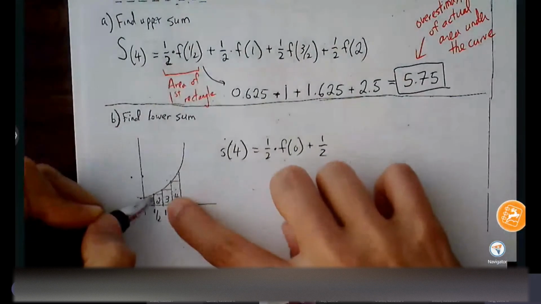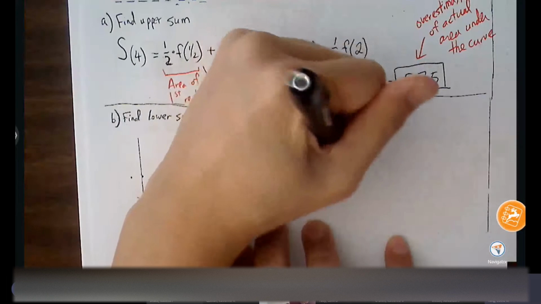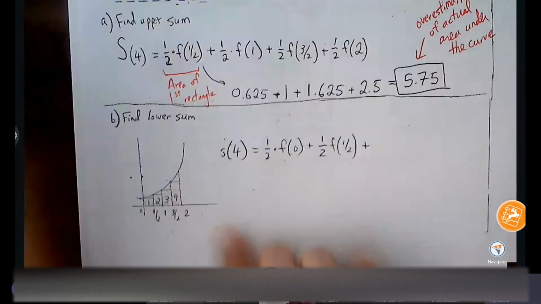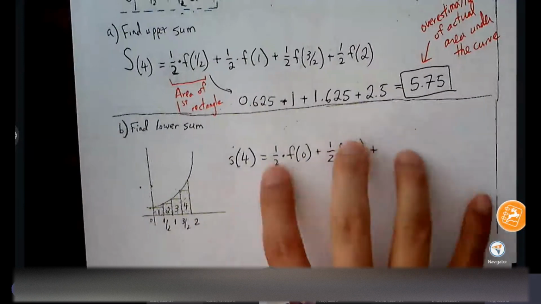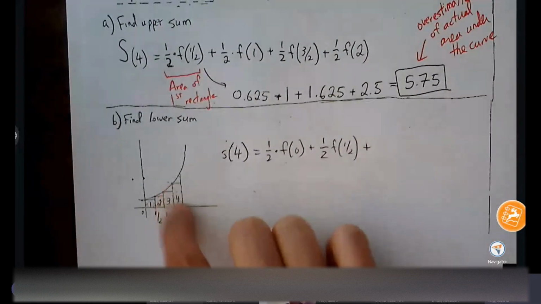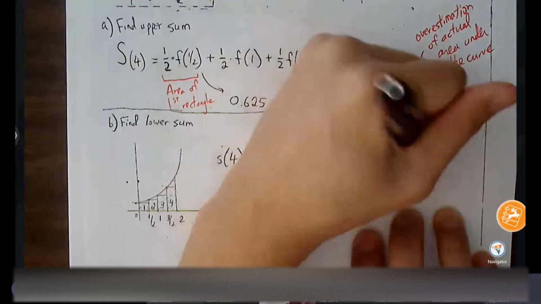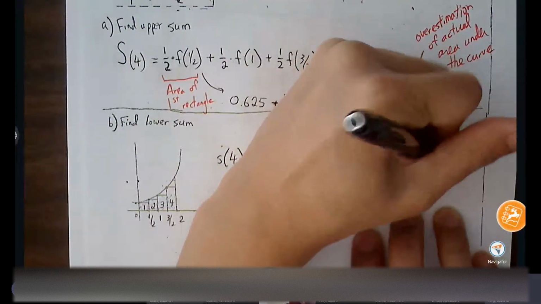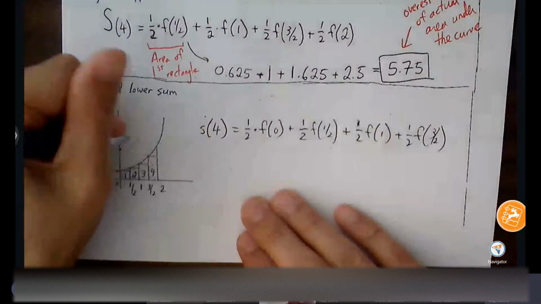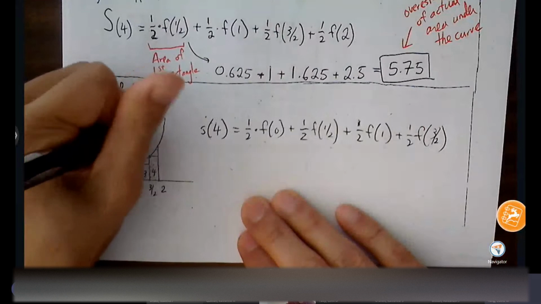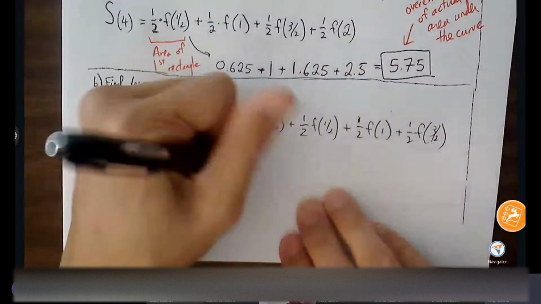Second rectangle, I'll choose f of 1/2 to represent the height. And because the graph is always increasing, it's always going to be the left endpoint. Okay, but that's not always the case. But in this case, that is what's going to happen. Okay, we spend the time to plug into our function to get that function notation to be a decimal value.